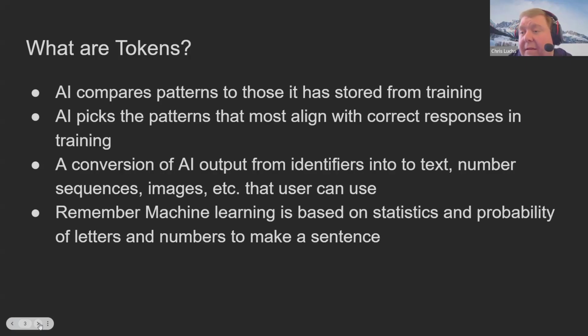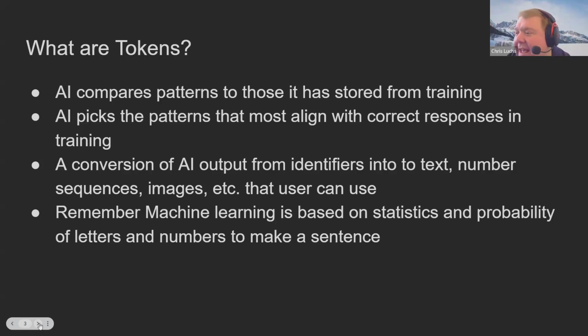So it goes from the positive feedback it received while it was built and trained, and what was the highest probability of a favorable response. And then it converts that AI output from identifiers into your desired medium, whether it's text, a number sequence, an image, or whatever you requested. Sometimes it does this correctly, and sometimes it doesn't. So it's all about probability.